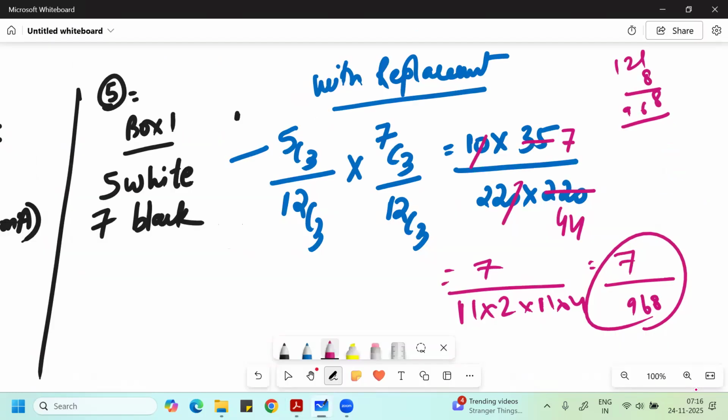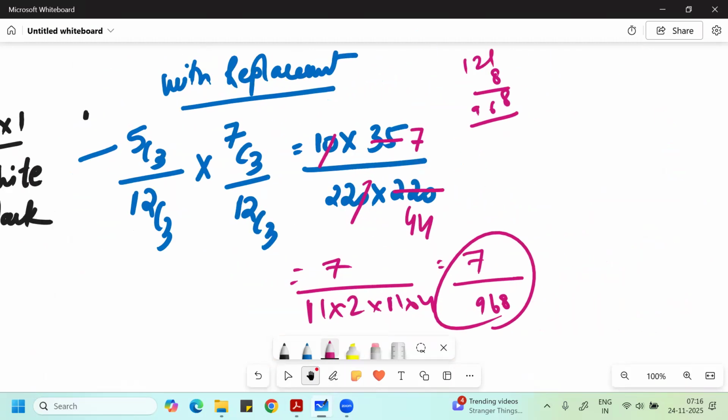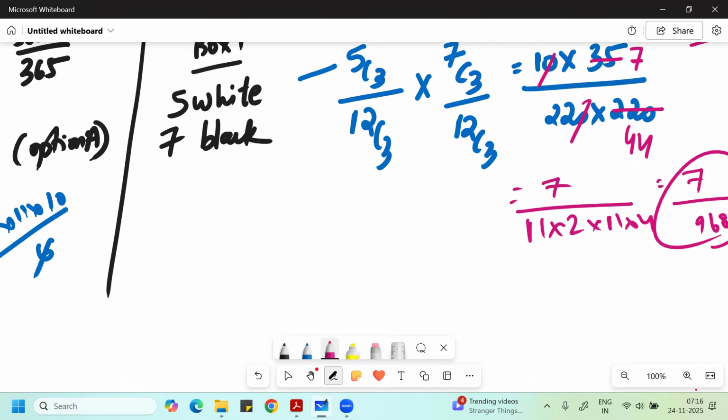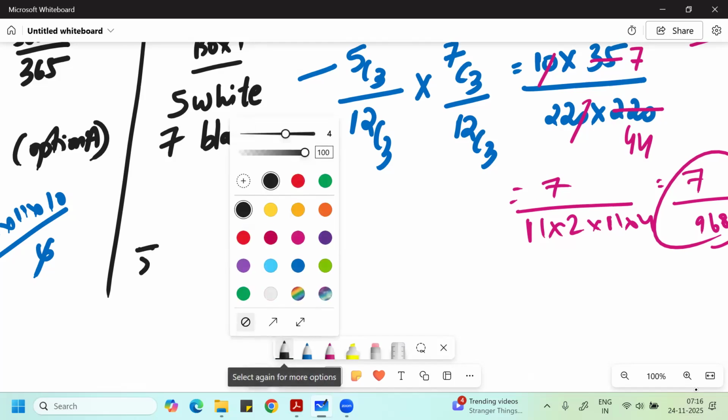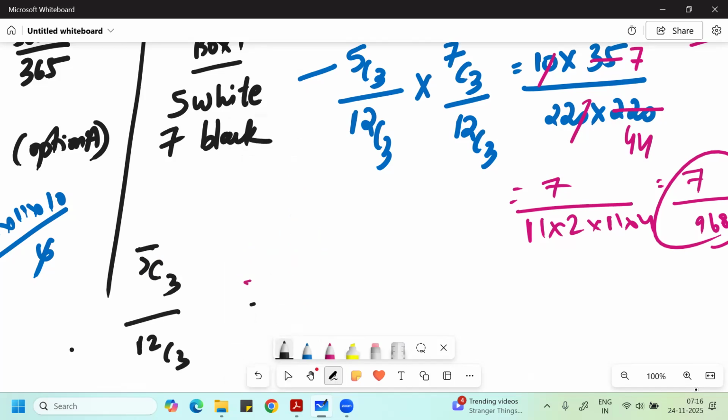Next one is without replacement. You are not putting them back. So first I draw three balls and all the three balls should be white. The probability for this would be 5C3 by 12C3. Now you don't put those three balls back. Now how many do you have? Nine balls left. Out of nine, you have seven black balls. So this would be 7C3 by 9C3.